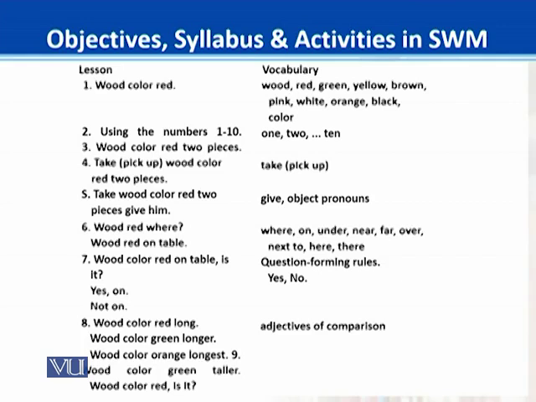And finally, if you look at number 8, wood color red long. Now what has happened? Wood color green longer, wood color orange longest. What is happening? Comparatives are given. Adjectives of comparison are taught, long, longer, longest are taught. In the same way, wood color green taller, wood color red, is it taller, etc.